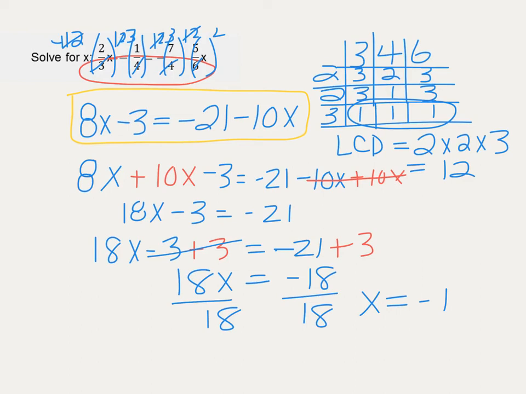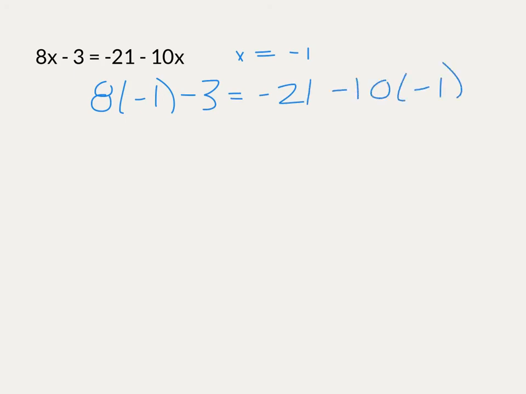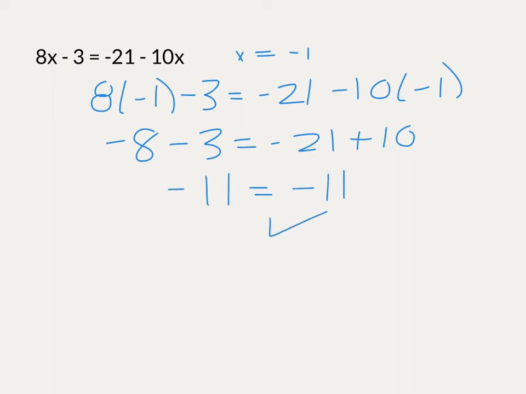Now we have solved the equation, but we need to make sure that we go to the next step, and that is to verify or check the equation. We're going to substitute our solution, x is equal to negative 1, back into this equation. If you recall, this is the equation that we used after we had eliminated our fractions. A little bit easier to use this instead of dealing with fractions. So minus 8 minus 3 is equal to negative 21 plus 10. Negative 11 is equal to negative 11. We have verified, so we can say for certain now that x is equal to negative 1.